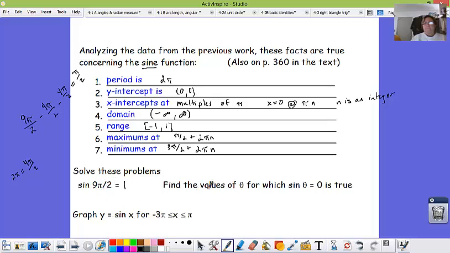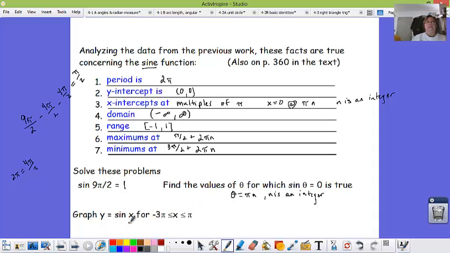If we want to find the values of theta for which sine theta equals 0 is true, you guys, we have that right here. The values of theta which make the sine 0, that's x-intercepts, and that will happen at theta equals pi times n, where n is an integer. Good.